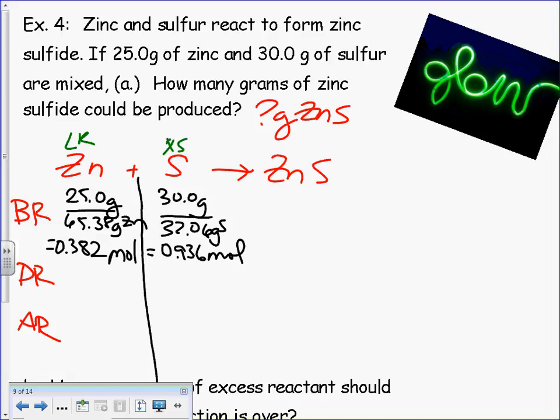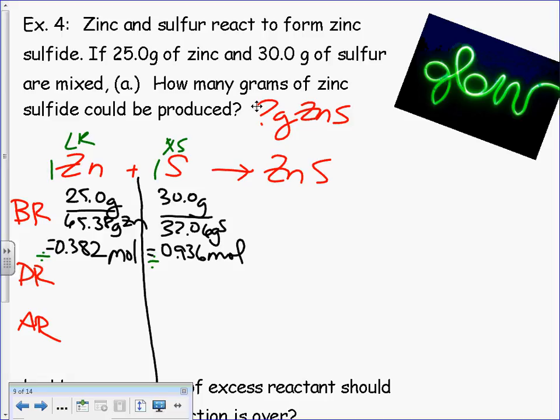But the way I'd like for you to do it in the future is in your head, say, take your moles of your zinc, divide it by its coefficient of 1. Okay, it's 0.3. Take this one, divide it by its own coefficient of 1, it's 0.9, which is less zinc. Zinc runs out first. So the rule is divide by your own coefficient, and if you are lesser, you run out first. You are the LR.